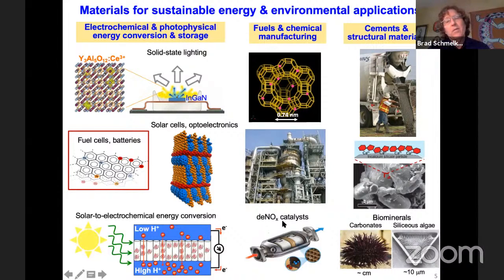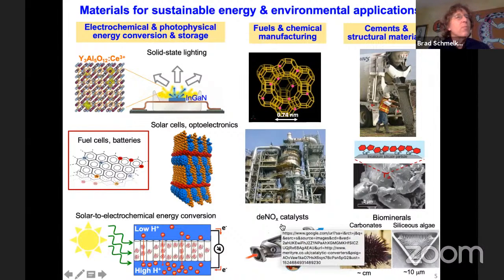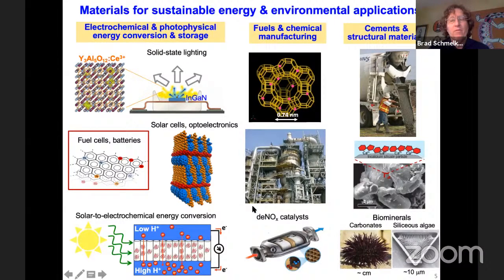We're also working in similar types of materials for zeolites and heterogeneous catalysis for automotive pollution mitigation, for looking at deNOx catalysts that would involve using non-precious metals to remove nitric oxide from diesel and automobile exhaust. We've worked in the areas of cement and structural materials. These are responsible for something like 8% of anthropogenic greenhouse gas emissions, just the structural material.